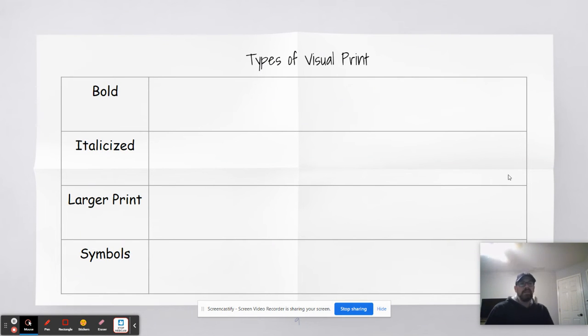Type of visual print. We would have talked about this together. I'm just going to go over them really quickly. These are things that would be embedded into your main body of the text, so these aren't outside of it. Oftentimes you see bolded words or italicized words or print that is larger than the rest of the text. And then you might have text with symbols beside it, and we're going to talk about that on the next slide.